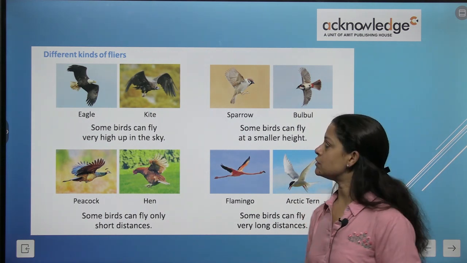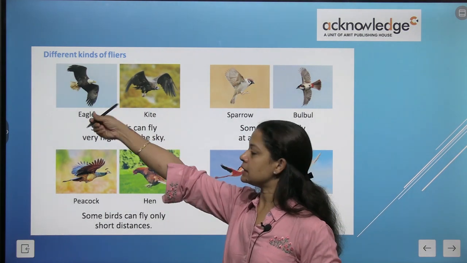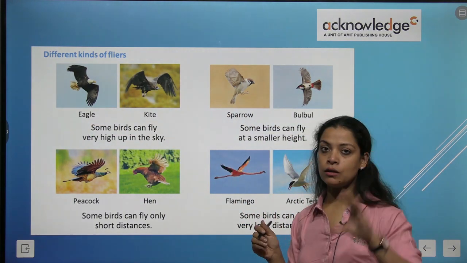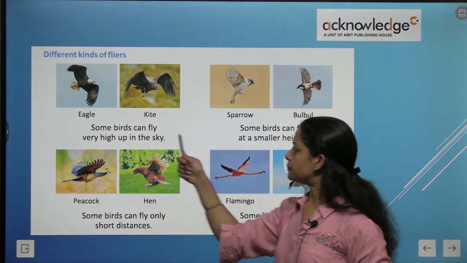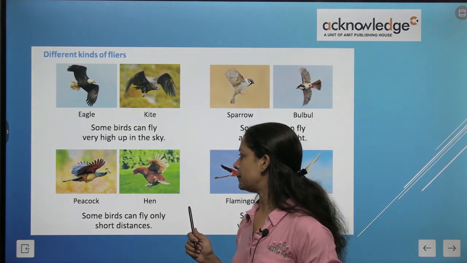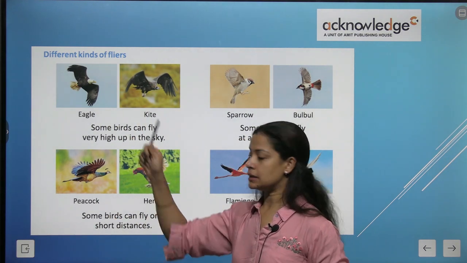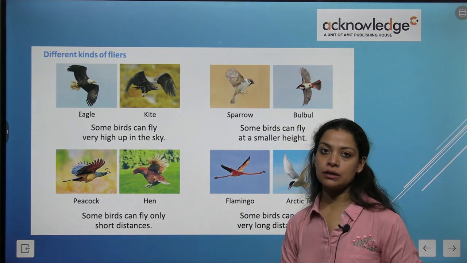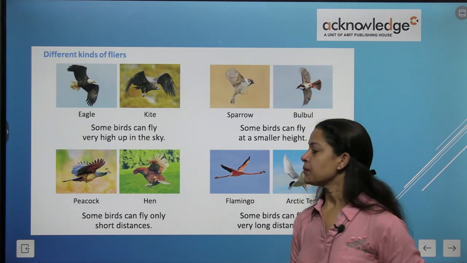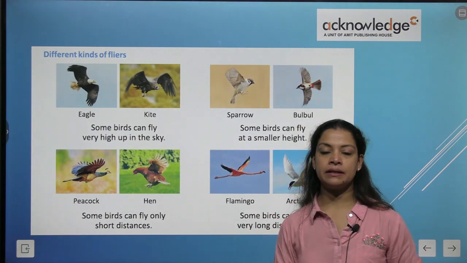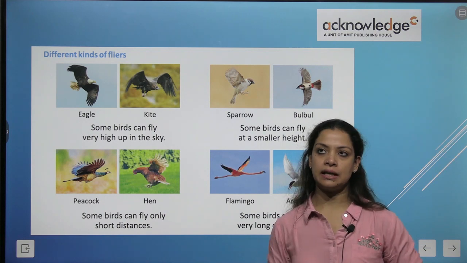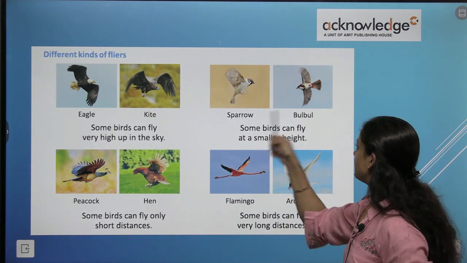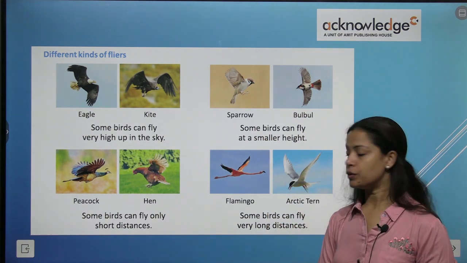Now what are the different kinds of flyers? We have eagles. See, I told you about long feathers. They have kite, sparrow, this is a small bird, and bulbul. Then some birds can fly very high up in the sky. Now peacock, hen. These birds can fly only short distances. Peacock, which is our national bird, and hen, which we have seen here and there, can fly only up to a certain height. They cannot go up high. Then these birds can fly at a smaller height. Again, sparrow and bulbul. Flamingo and Arctic tern.